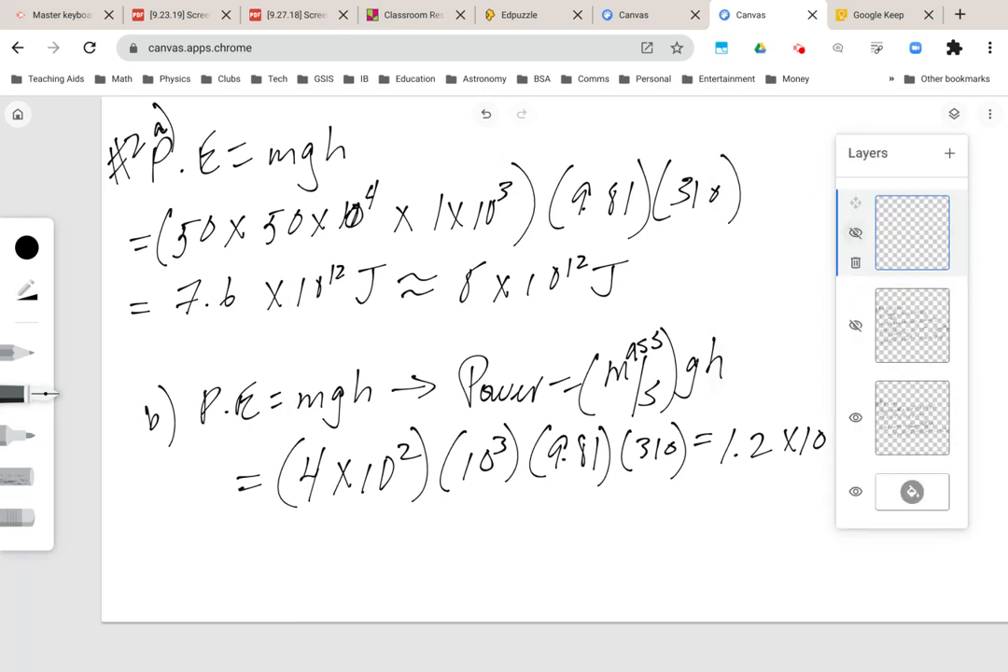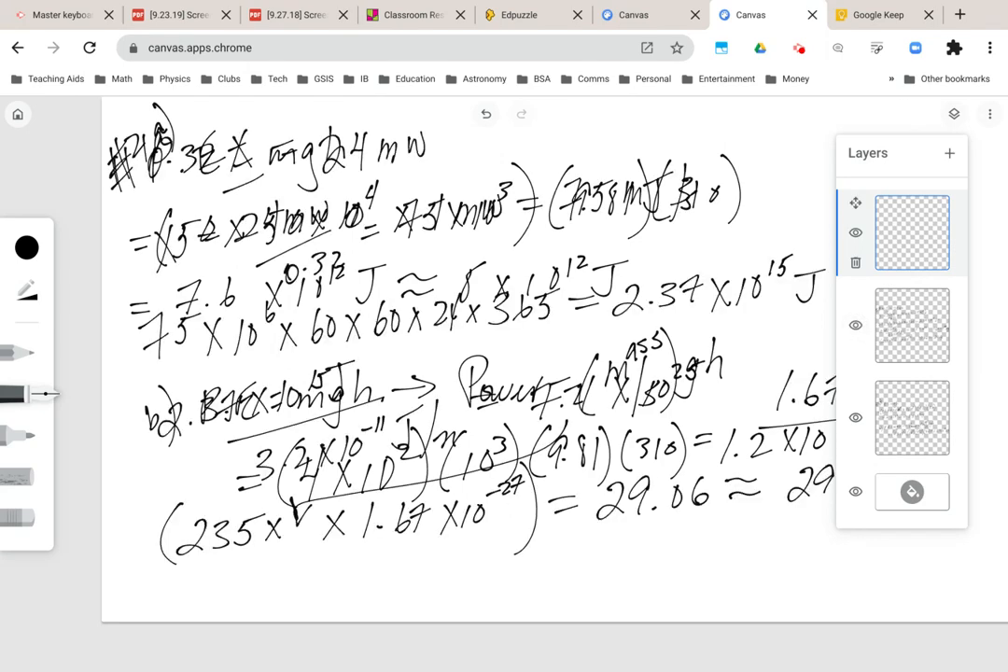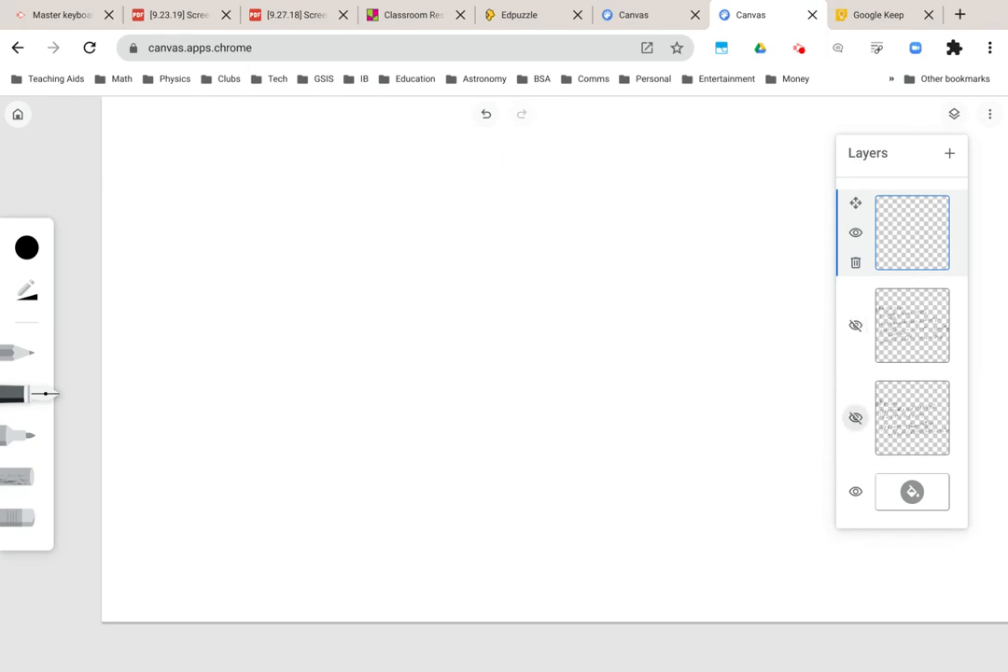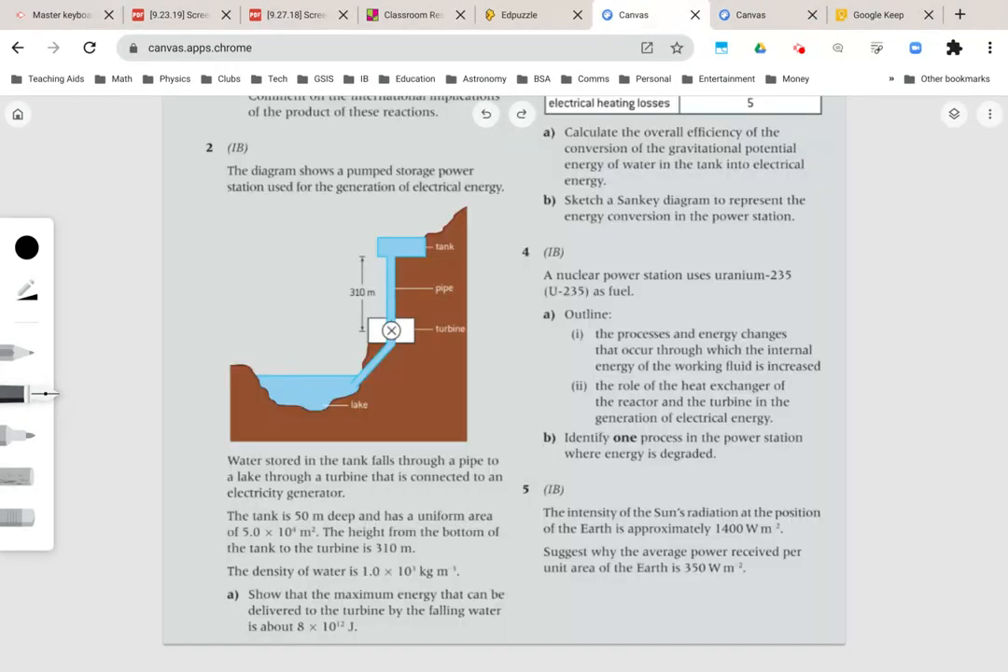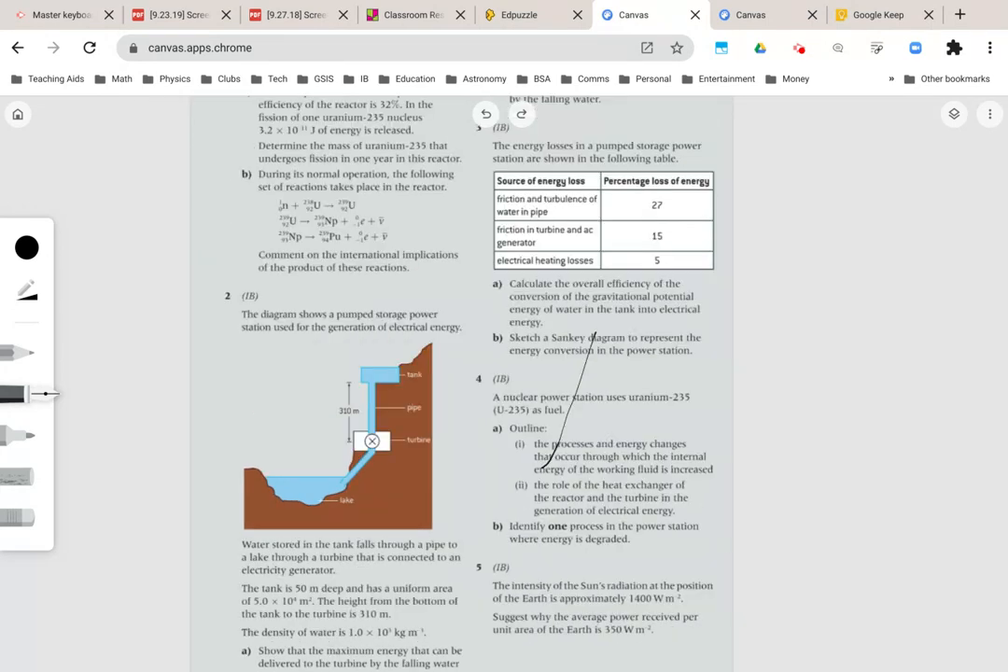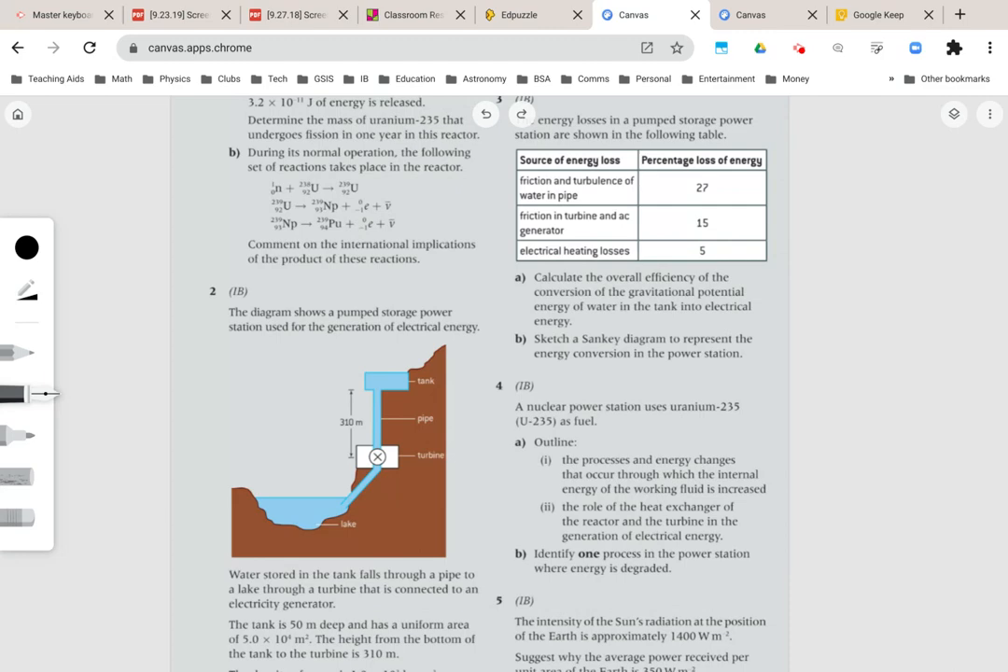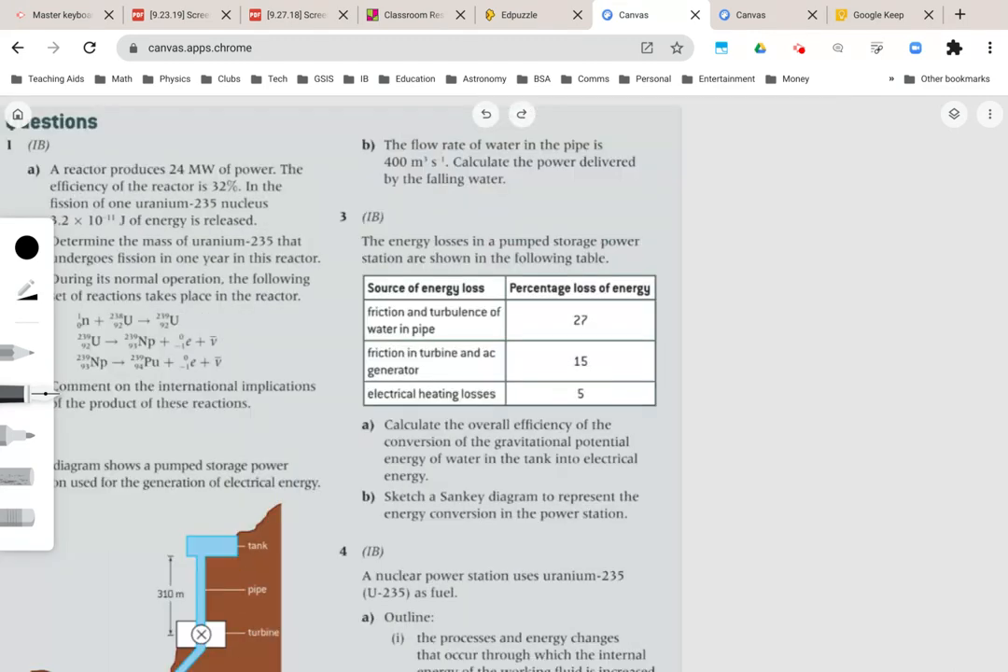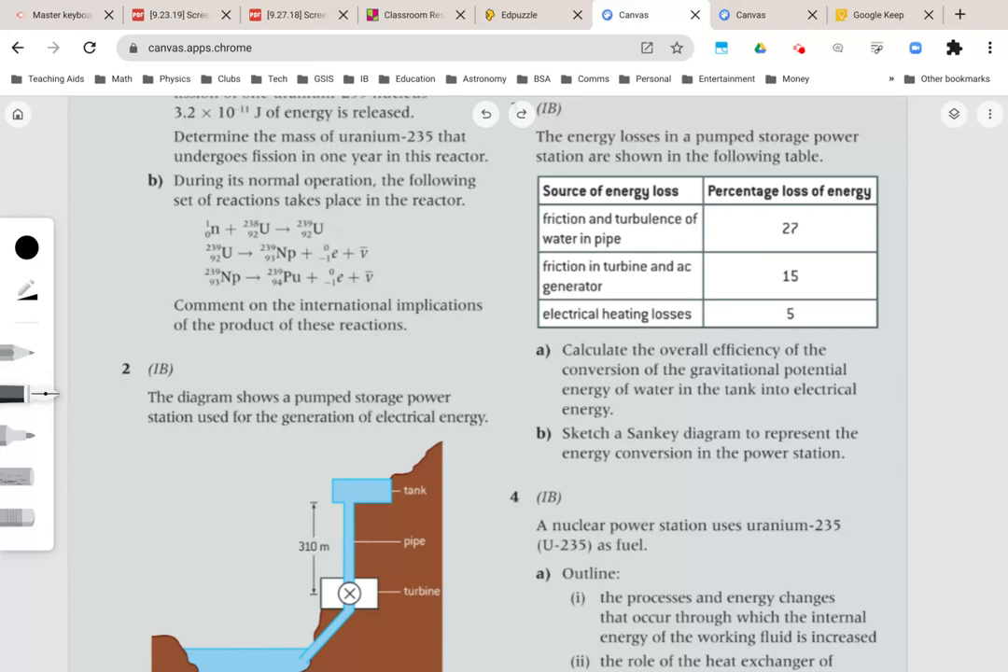Let's now go to the next question. Number three, we have a source of energy loss for a pump storage power station. Here we are. We've got several different sources of energy loss. We've got friction and turbulence in the water pipe, friction in the engine and the turbine that creates the electricity, and then loss from the heating of maybe the electrical components due to the resistance in them.